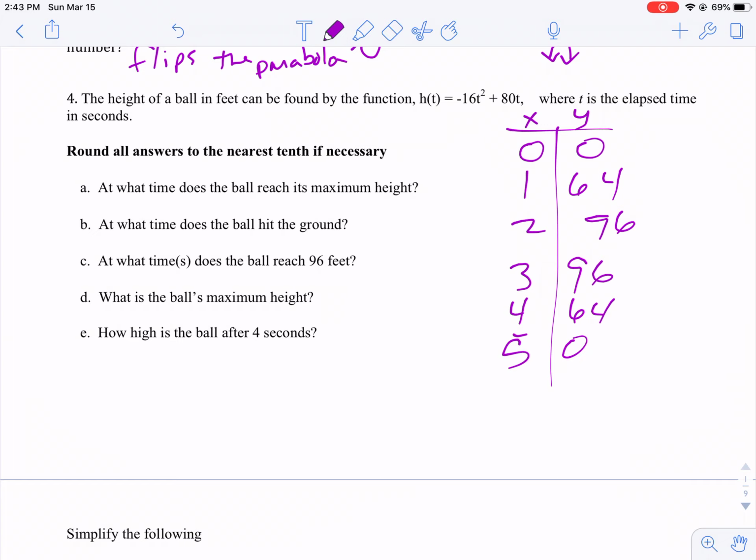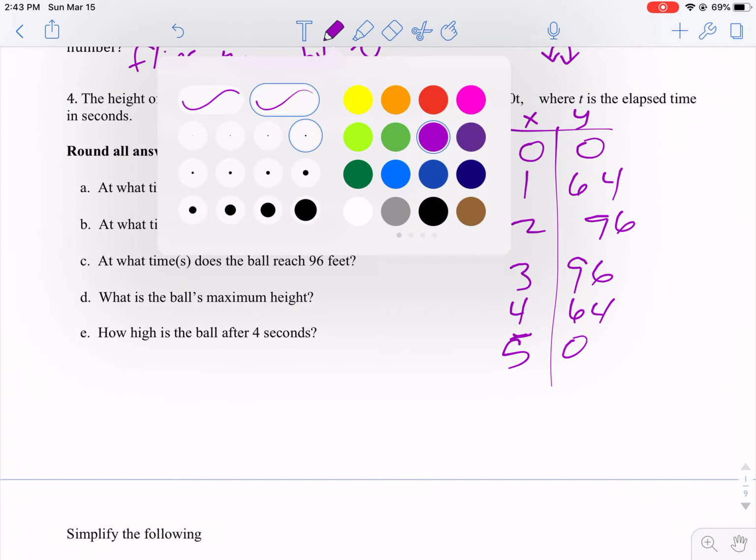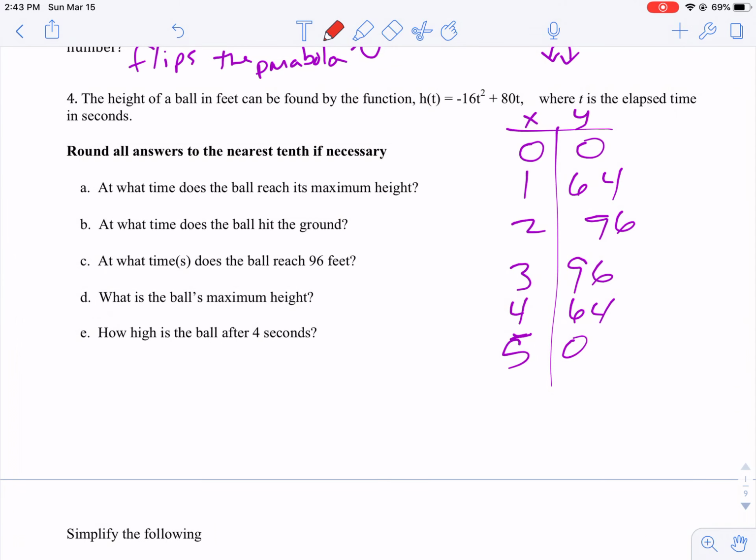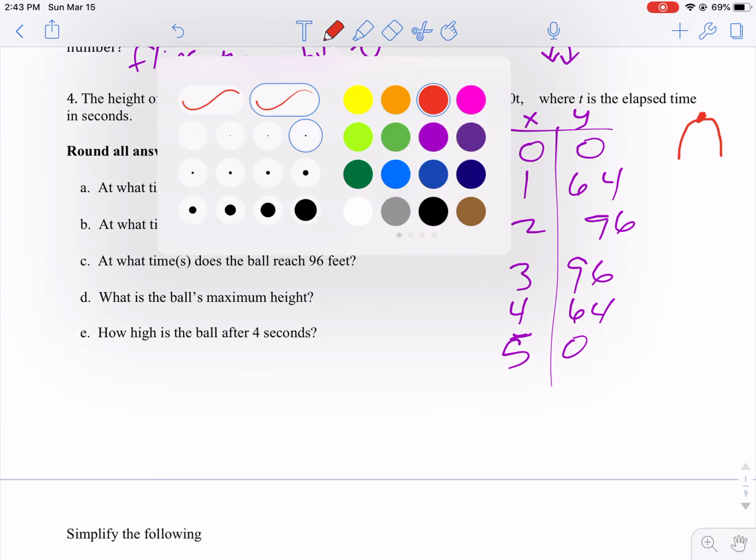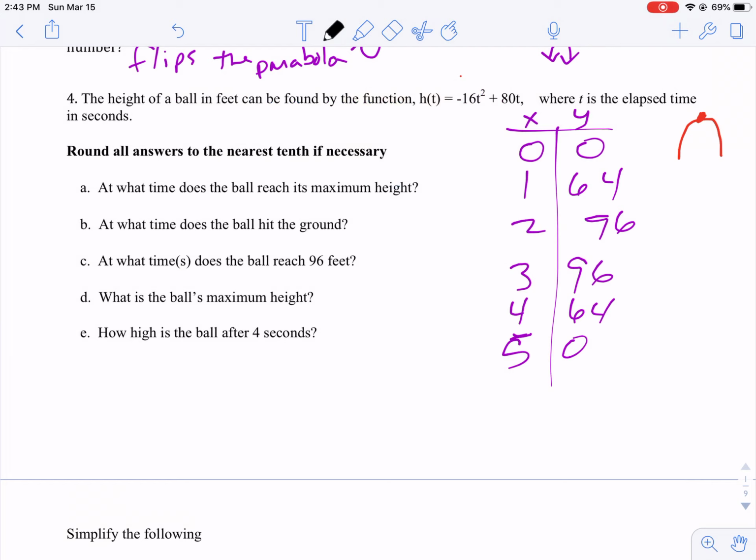And I should be able to find most of my answers right off that table. All right, so at what time does it reach its maximum height? So when you have a parabola, this one is you throw a ball up, and it comes back down. So your maximum is your vertex. Your vertex is not in your table, so we need to go and find it.